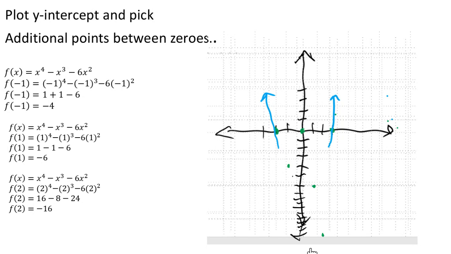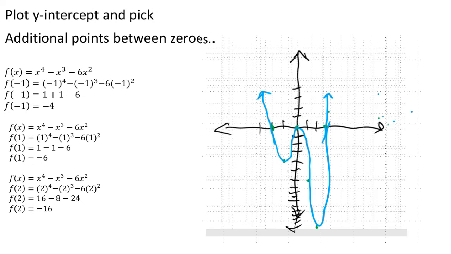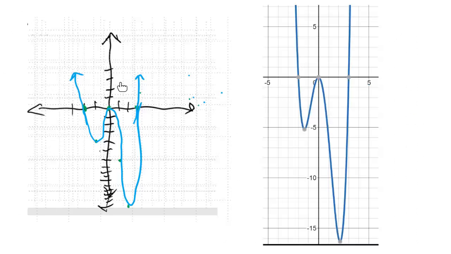Okay, so here we go. So this is what my graph would look like. The graph comes here, it touches, and then it turns, and it comes down. So I'm going to show you my graph and then the computer graph. Okay, so you can get an idea.